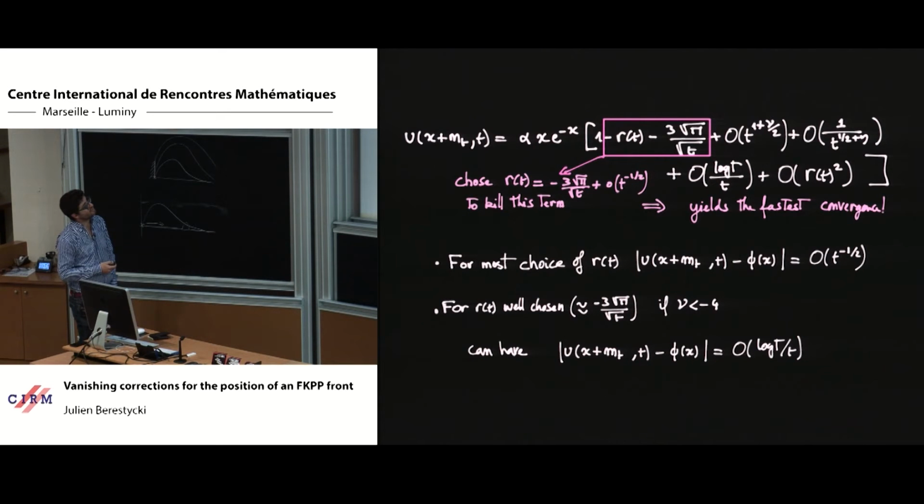So another way to say that again is that if you choose RT without paying too much attention, essentially the speed of convergence is going to be like 1 over root t. But if you choose RT exactly as Ebert and Van Saarloos predict, and nu is small enough, then the speed of convergence is actually like log t over t.